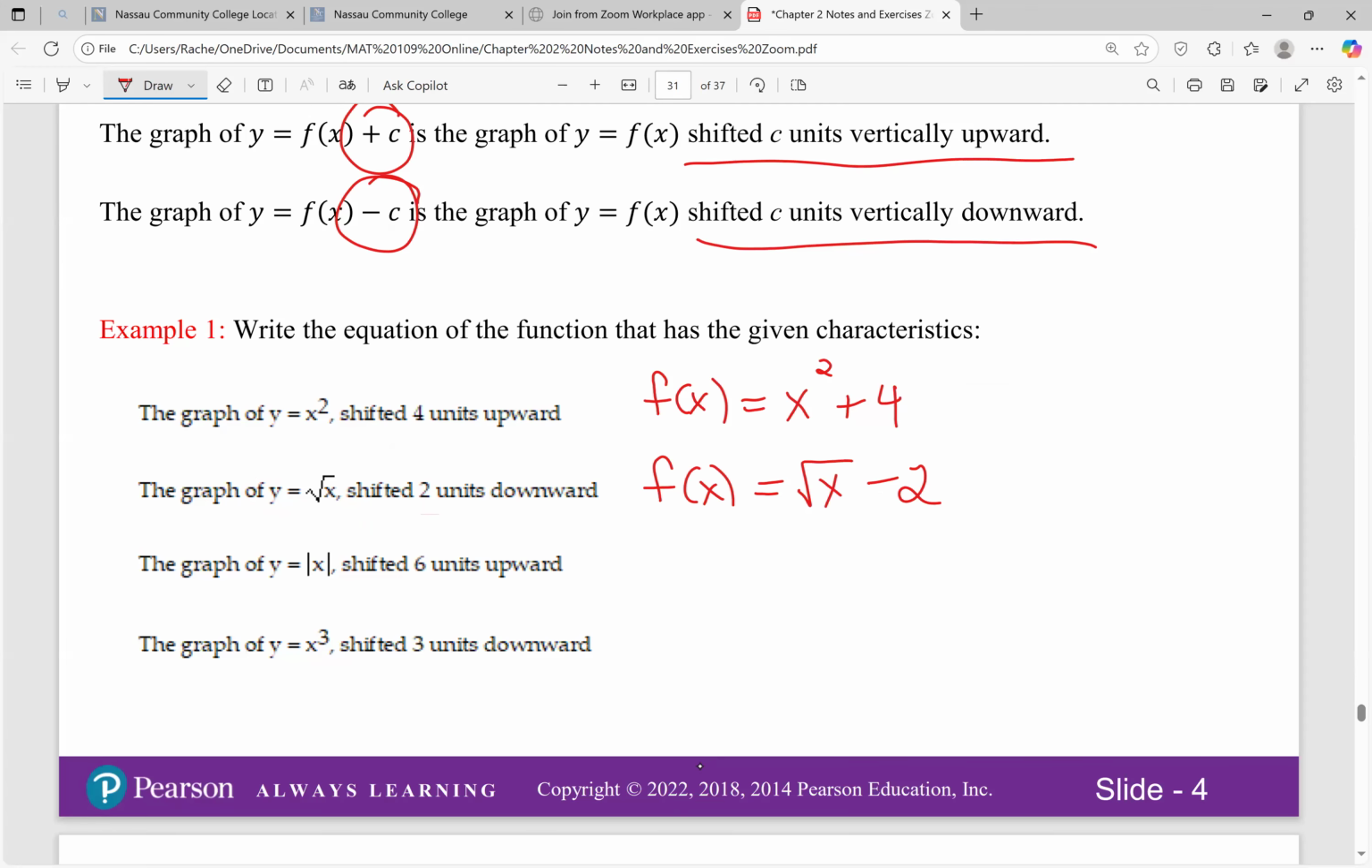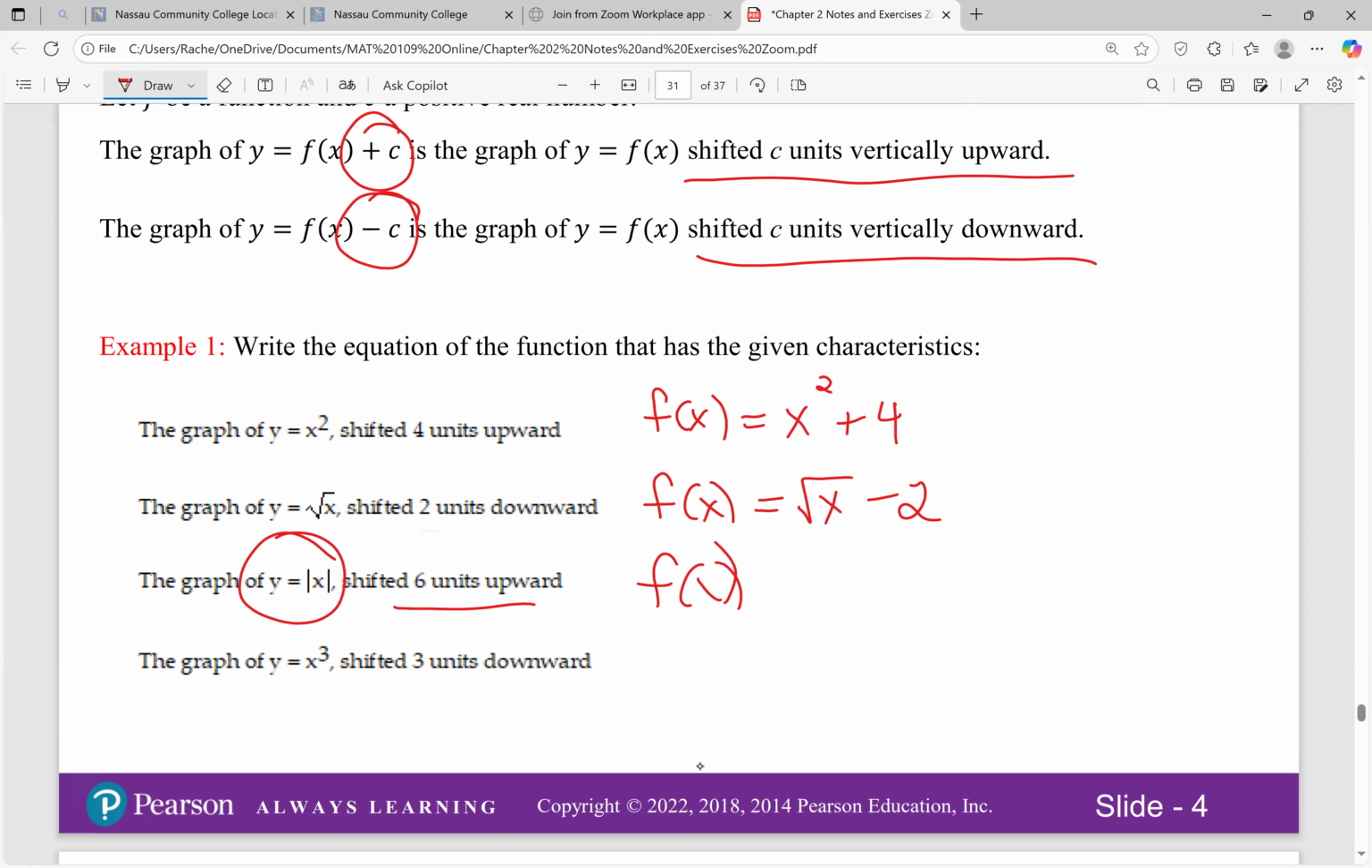The next one, we want to shift the graph of y equals absolute value of x 6 units upwards. So we're going to take f of x, which is the absolute value of x, and we want to move it upward 6 units. So we're going to add 6. And remember, the absolute value function looks like a v, and it has a point on the origin. So we're going to shift it up 6 units.